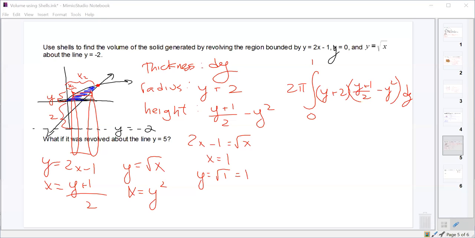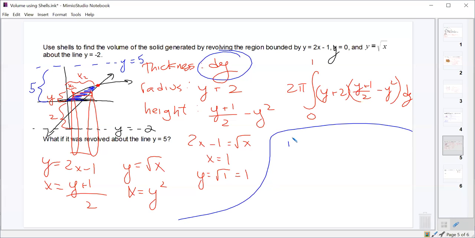What about this? What if instead of revolving it around y equals -2, we revolved it up here around y equals 5? Would the thickness change? Nope. Thickness would stay as dy. Would the radius change? Yes. The radius would become 5 minus that little bit of y. So down here we'll say radius is 5 minus y.